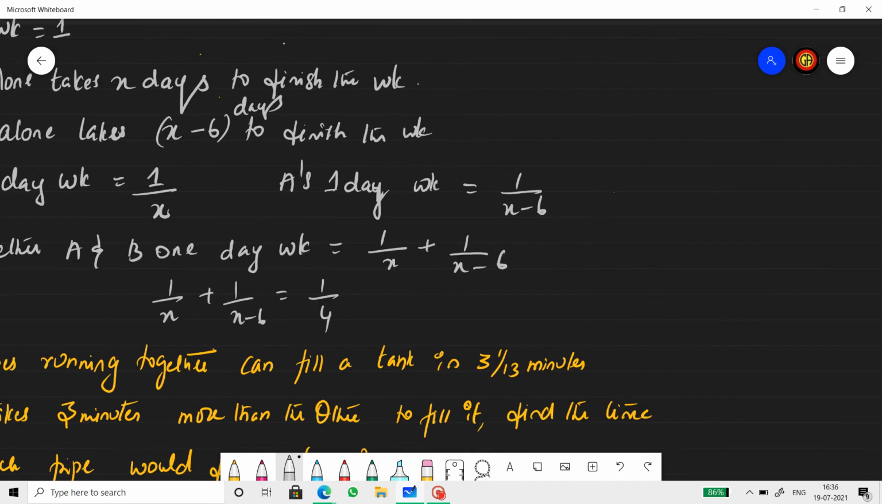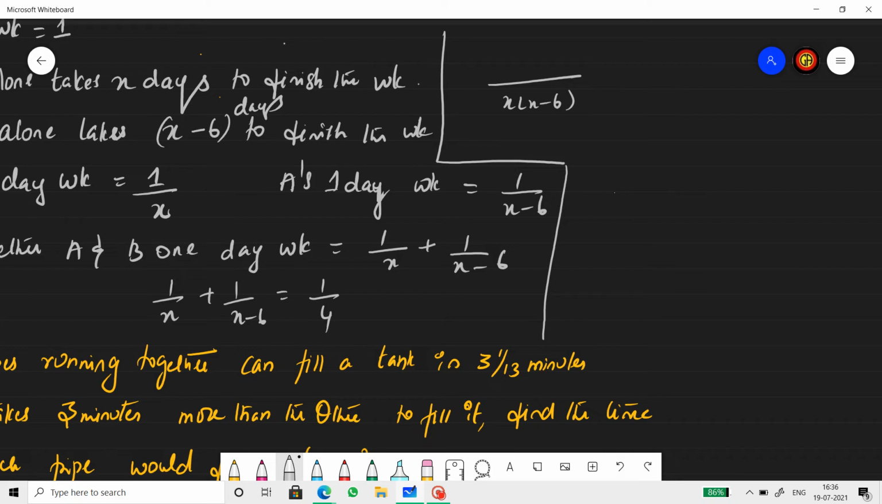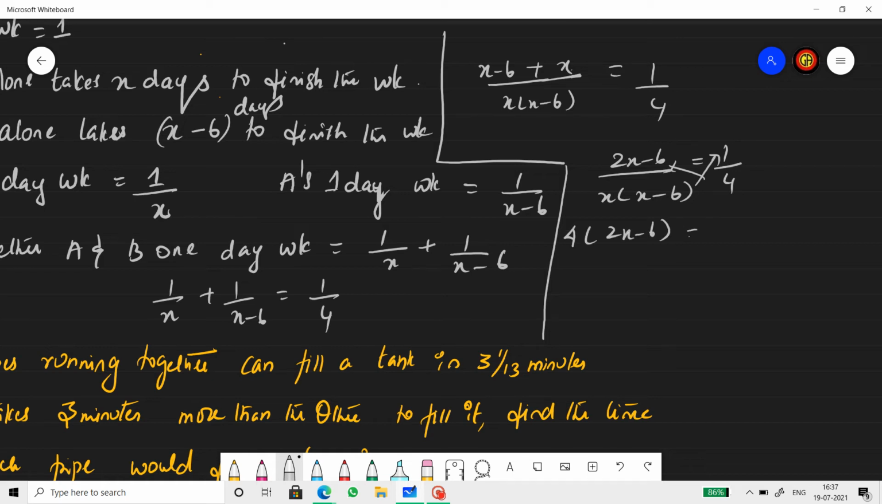Now, let us solve this equation and find the value of X. So we take the LCM, that means X into X minus 6 is the LCM. So X minus 6 plus X over that equals 1 by 4. We get 2X minus 6 by X into X minus 6 equals 1 by 4. Cross multiply: 4 times 2X minus 6 equals 1 times X into X minus 6.